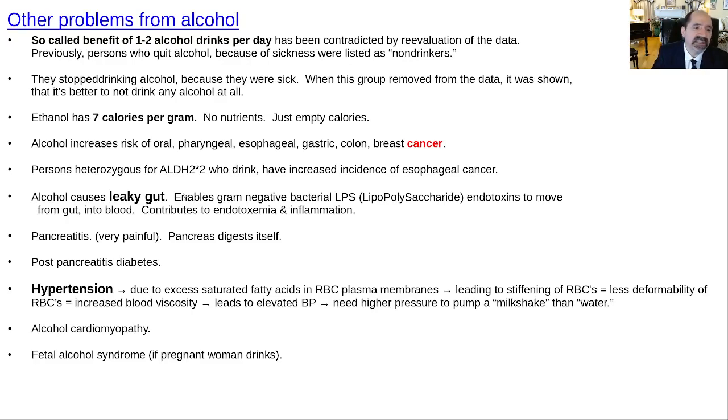Alcohol also causes leaky gut. So that enables gram-negative bacteria, lipopolysaccharide, to cross the intestinal lining and cause inflammation. That's another topic, but just be aware it causes leaky gut. So if you've got an autoimmune disease, you want to avoid alcohol. It can cause pancreatitis, post-pancreatic diabetes, contributes to hypertension, stiffens RBCs, and other problems. Alcohol causes tons of different problems.